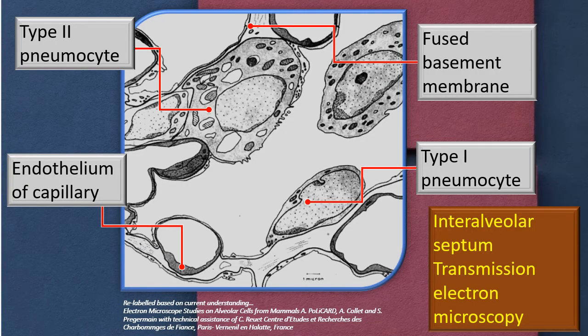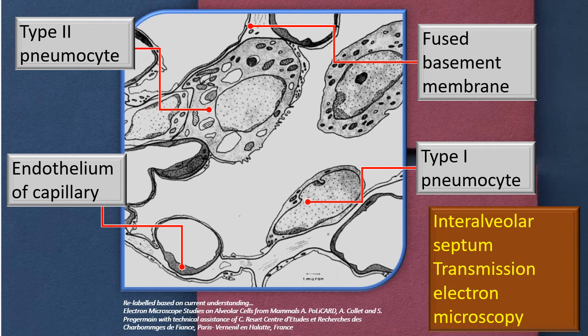Now, this is a semi-diagrammatic photograph where almost all the contrasting cell types are clearly visible. We are in the region of an interalveolar septum. I told you this is a semi-diagrammatic transmission electron microscopy photograph.